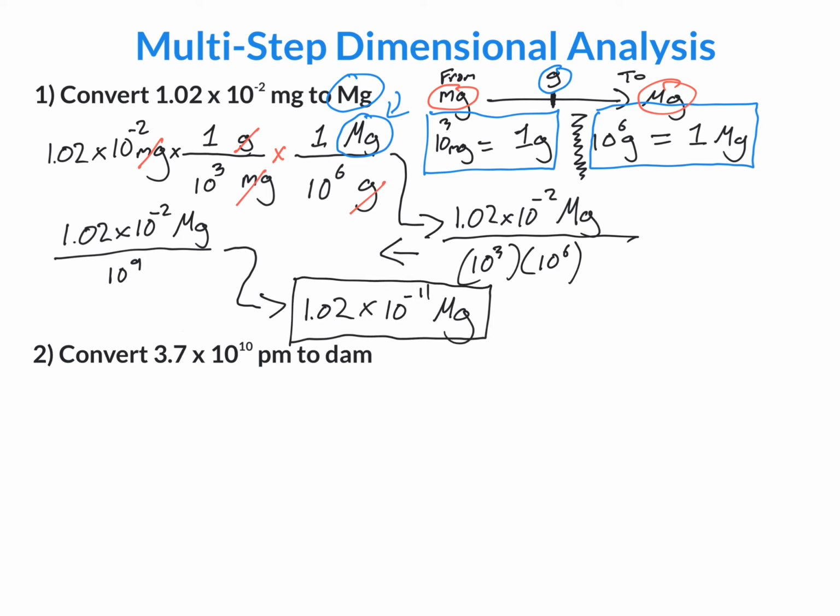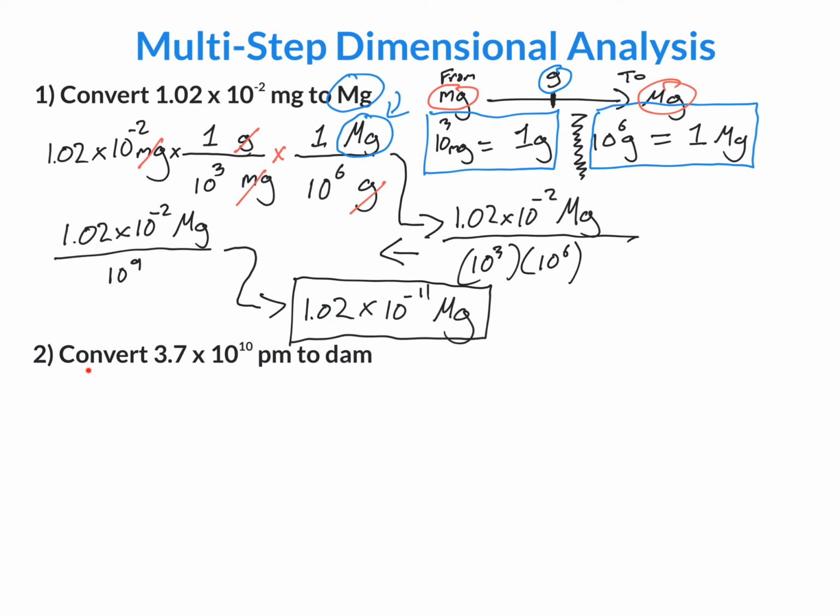So you can see that multi-step dimensional analysis is not much different. The key is remembering that we need to have multiple conversion factors to get from where we're starting to where we need to go. And that, of course, relies on you making sure you know your metric prefixes, as we've said before. And the base unit is our bridge to get from where we are to where we need to go. So let's practice one more together.